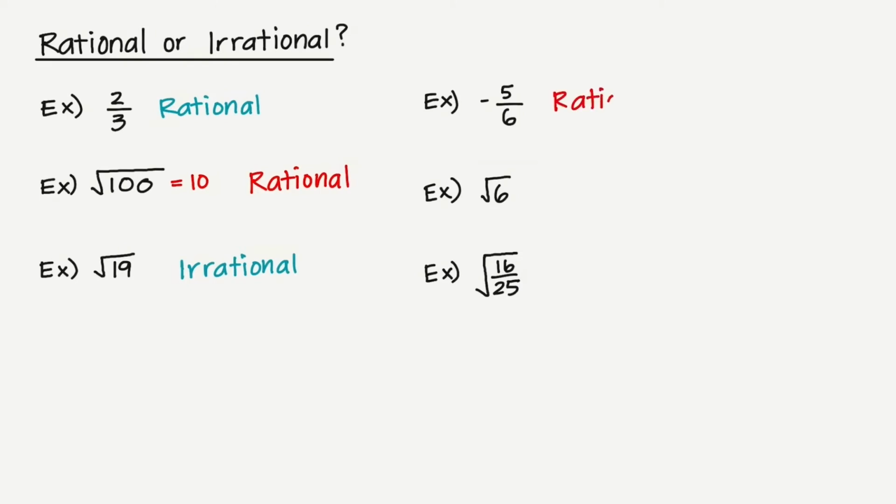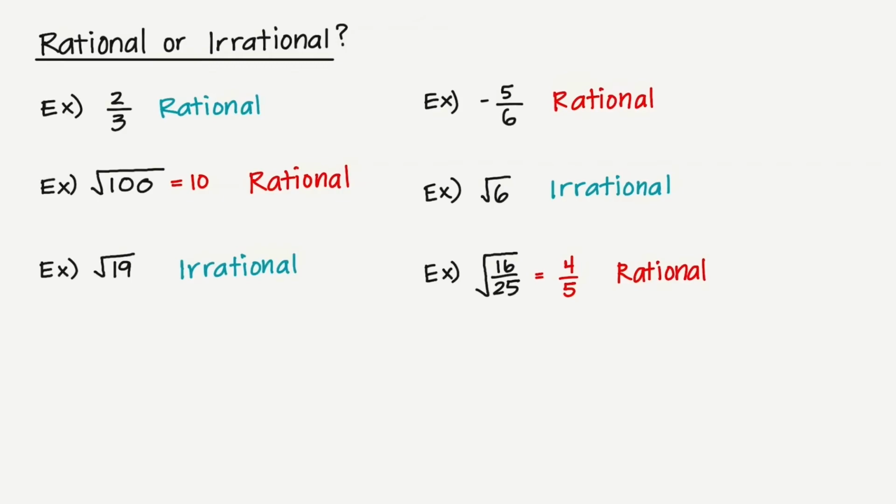Now -5/6 is rational because it's -5 over 6. The square root of 6 is similar to the square root of 19. It does not come out evenly, so it's going to be an irrational number. The final one is the square root of 16 over 25, which is 4/5, which is a rational number. So hopefully those examples made sense.